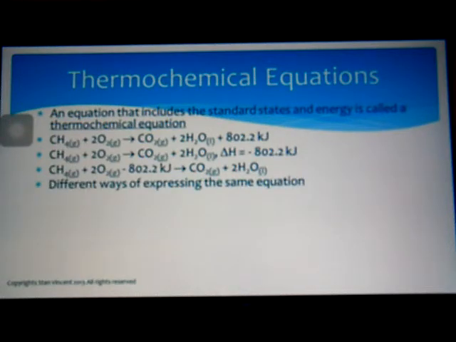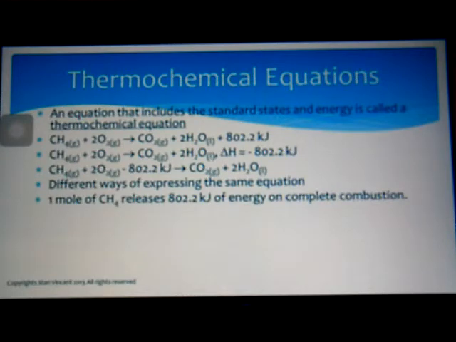These are the different ways of expressing the same equation. In multiple choice questions, you may get one or the other form. Recognize the right choice, and that will give you the right answer. So it's a way of representing thermochemical equations that is being done here. It also implies that 1 mole of methane releases 802.2 kilojoules of energy on complete combustion. And if you multiply this equation by 2, it becomes 2 moles of methane, and the amount of energy released would be twice the quantity. Or if you halve the equation, the amount of energy released would be half the quantity.